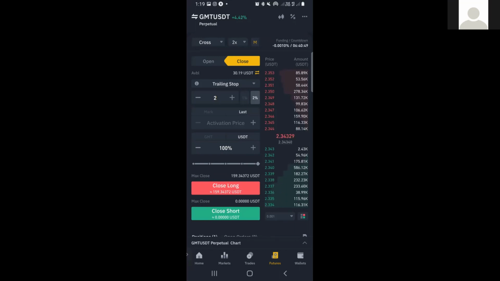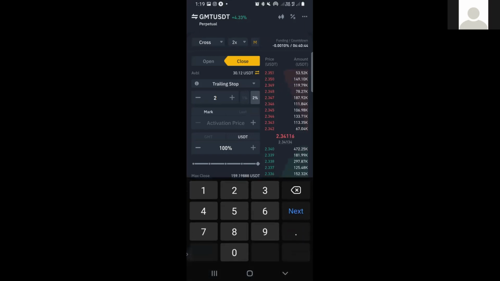It should either sell with last price or mark price. I like using mark price, 100%. And then here, let me explain the activation price. This activation price is the price that triggers the trailing stop order. It's not a must to specify this. If you don't specify this activation price, this will default to the current last price or the mark price when you place this stop loss.